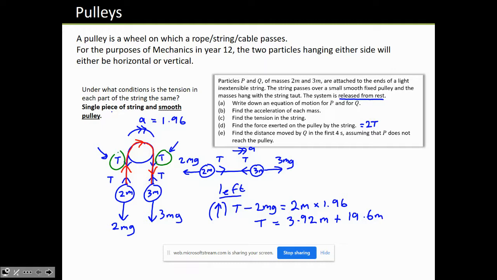Let me just finish off that last question fully. So we had 3.92 plus 19.6m, which was 23.52m. So 2T here is going to be 47.04m.